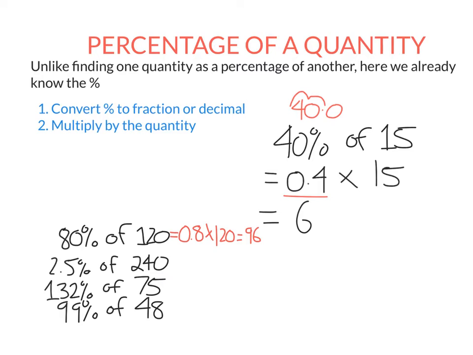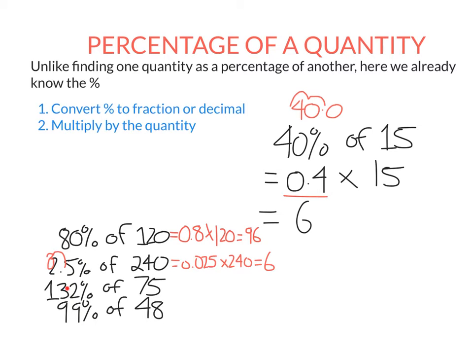So let's now do the second one, 2.5% of 240. Same idea. Convert 2.5% to a decimal. So that means I'd move the decimal point 1 spot to the left. And then because I've run out of numbers, I'd put a 0 and move it again. 2.5% is 0.025. Once you've done the first step, convert the percent to a fraction or decimal, you just multiply by the quantity. So I just multiply by 240 and I should get 6.